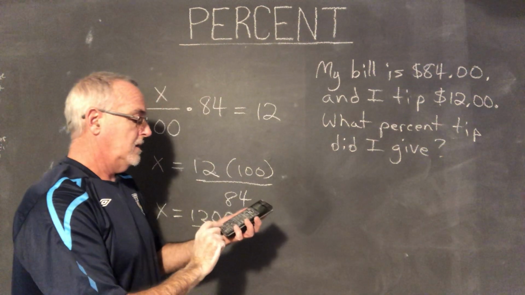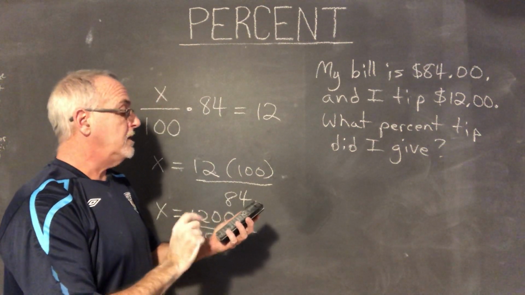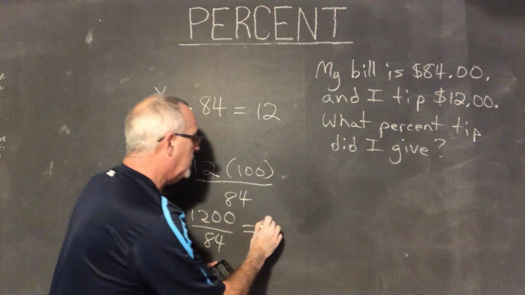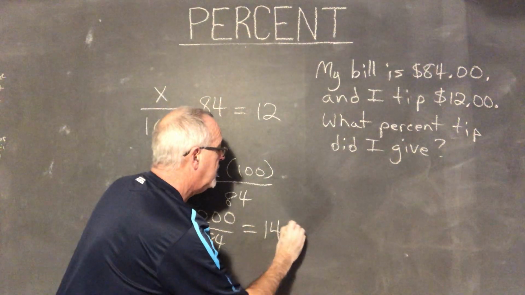1200 divided by 84 is 14.2857. So we're going to round, and I'm going to call it 14.3%.